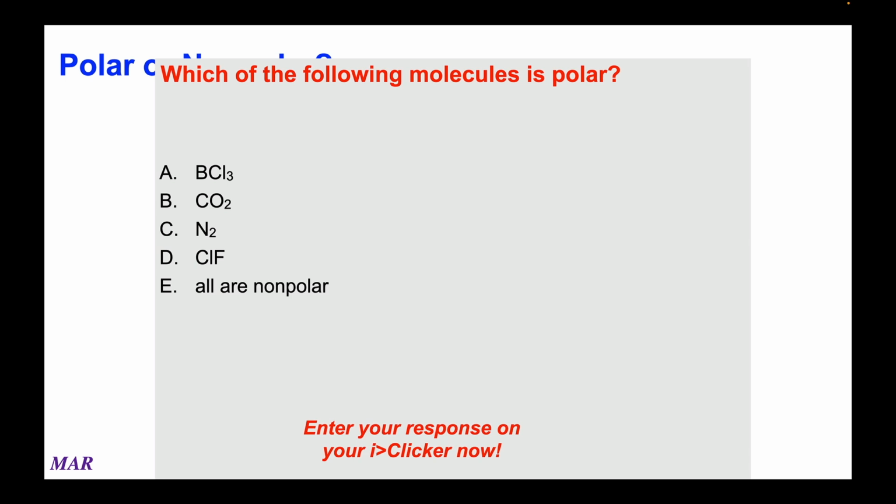So here's the kind of question you might see. It says, which of the following molecules is polar? All right. And maybe none of them are polar. It's hard to say. But anyway, the best answer here would be to draw out a Lewis structure for all 3 of them. So for example, boron trichloride, that's a trigonal planar. Carbon dioxide, that's a linear electron pair geometry. N2 would be 2 nitrogen atoms together, and ClF would be a chlorine connected to the fluorine.